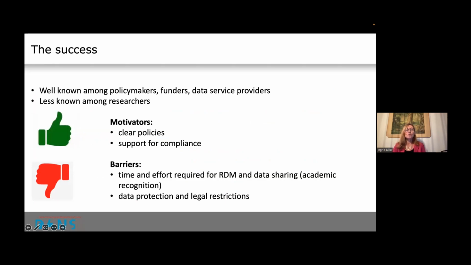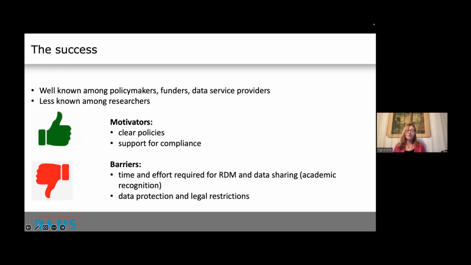There is also, in that research, what also became clear, and I think that also relates to the previous speaker, that there are some issues around the motivation for making your data FAIR and for data sharing. What we learned in this research from the researchers is that they are in need of clear policies around FAIR and data sharing. They are in need of support to comply with all those principles.